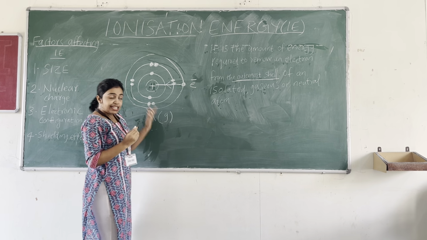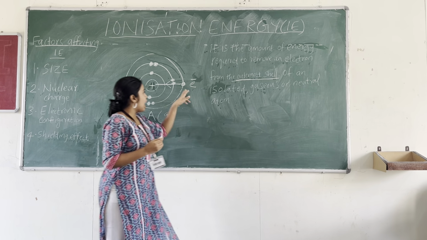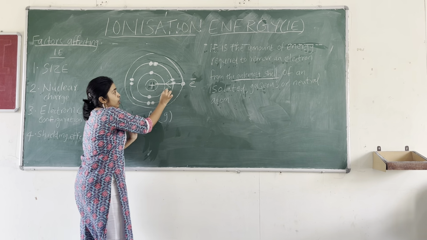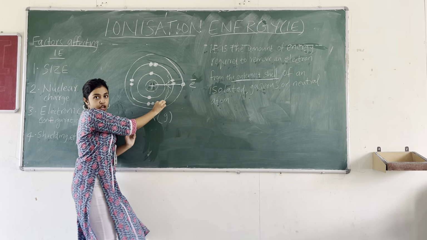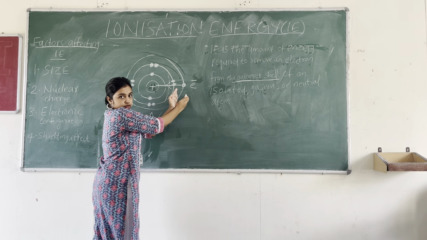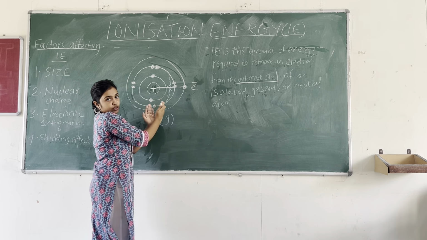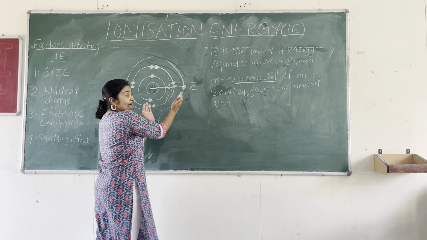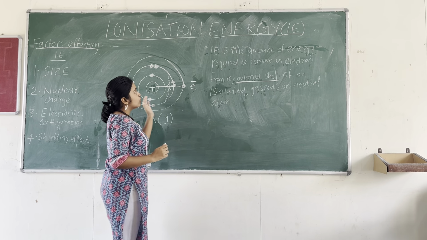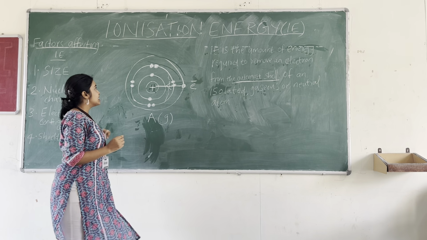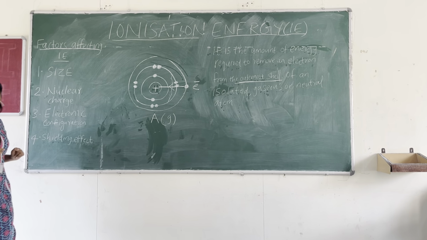So in ionization energy, what do we have to do? We have to remove this electron, right? So we have to break this bond. We have to break this attraction between this nucleus and this electron. I hope everybody is understanding. We have to remove this. We have to break this bond. We have to break this attraction between the nucleus and electron. So that's what ionization energy is. I hope everybody understood. So let's get into the factors that are affecting ionization energy.